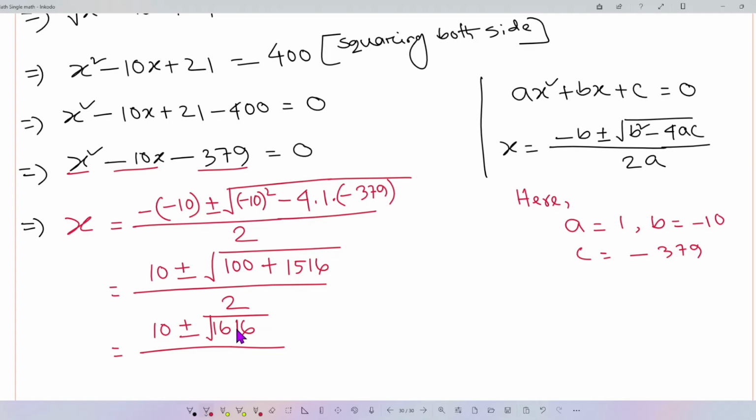So what does 1616 mean? If we take the square root of 1616, here is 40.2, divided by 2. So again we can write 10 plus minus 40.2 approximately, divided by 2.